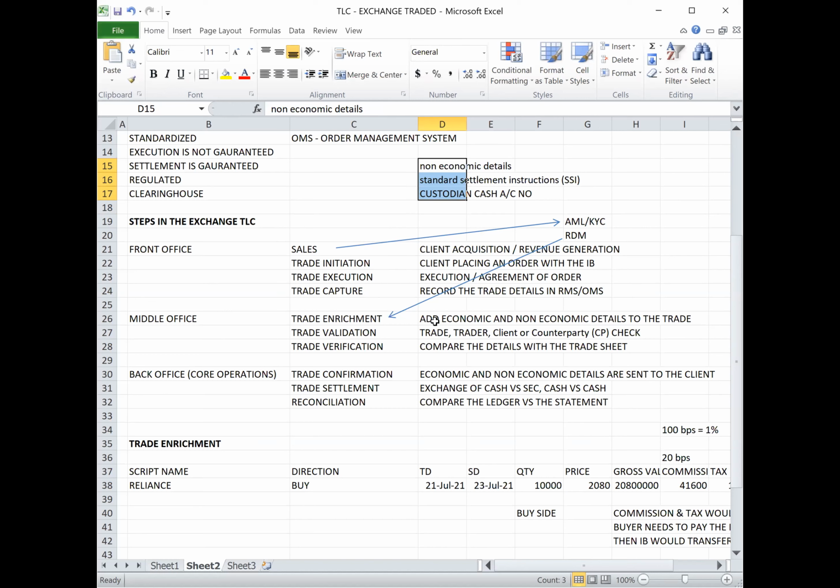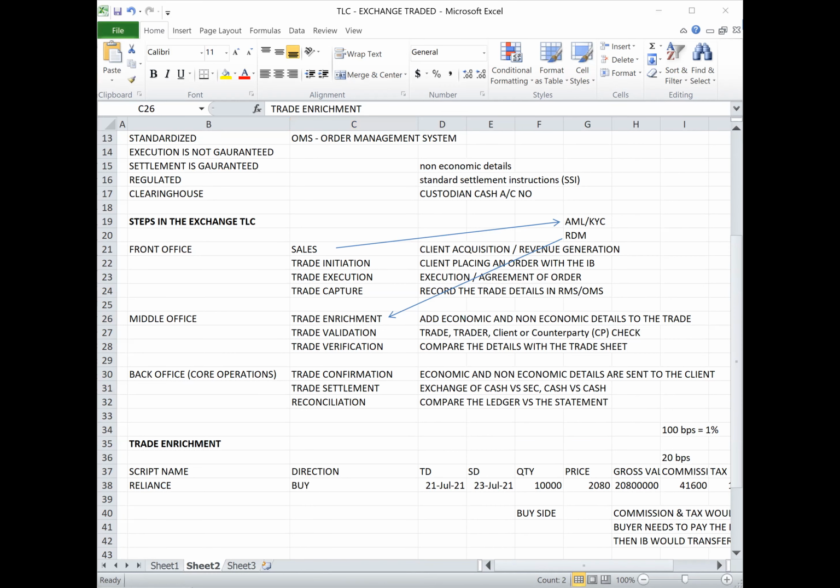So this happens in T+1, the middle office processes. Trade enrichment would happen on T. Okay, all this would happen on T. Okay, all I would say up to this point would happen on T. Okay, I'll come to that, don't worry. Yeah, are we clear with what are the economic and non-economic details to the trade? Guys, let me know.